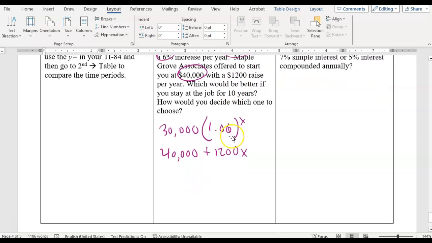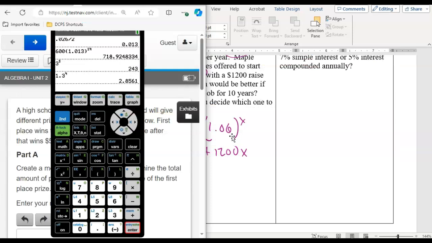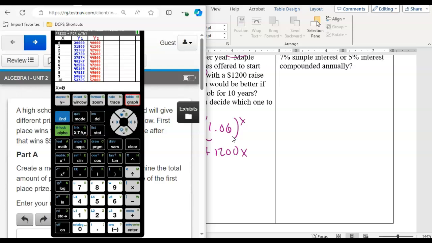So not a percent, but just 12,000 every single year, which means that's a linear function. Which would be better if you stayed at the job for 10 years? And how would you decide which one to choose? So let's put these into our calculator. We go to y equals, we had 30,000 times 1.06 to the power of x. And then we had 40,000, which initially seems like the better deal, right? Plus 1,200 x, because you're making an additional $1,200 each year. So we're going to go second table and see where that leads us.